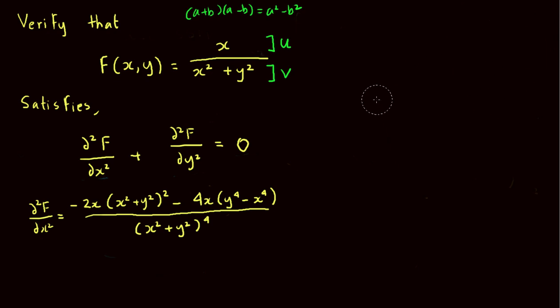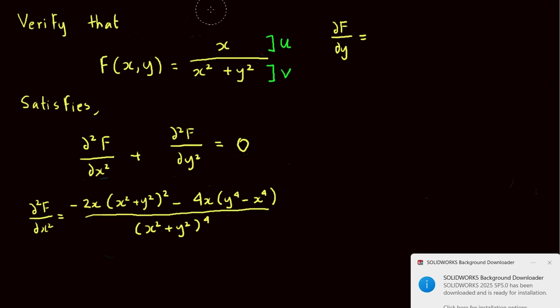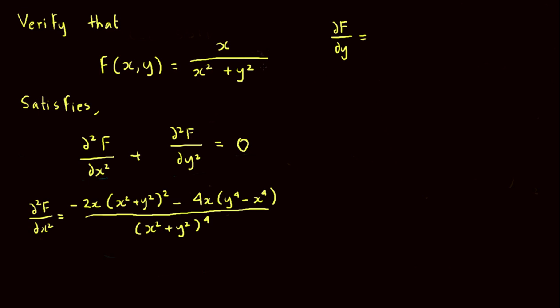With that being said, we already found del square f del x squared. Now how about the case of del f del y? Let's find out first. So for del f del y, we're only worried about the bottom part. Let me highlight it, it's circled in green for you. So we're really just interested in the bottom part here.